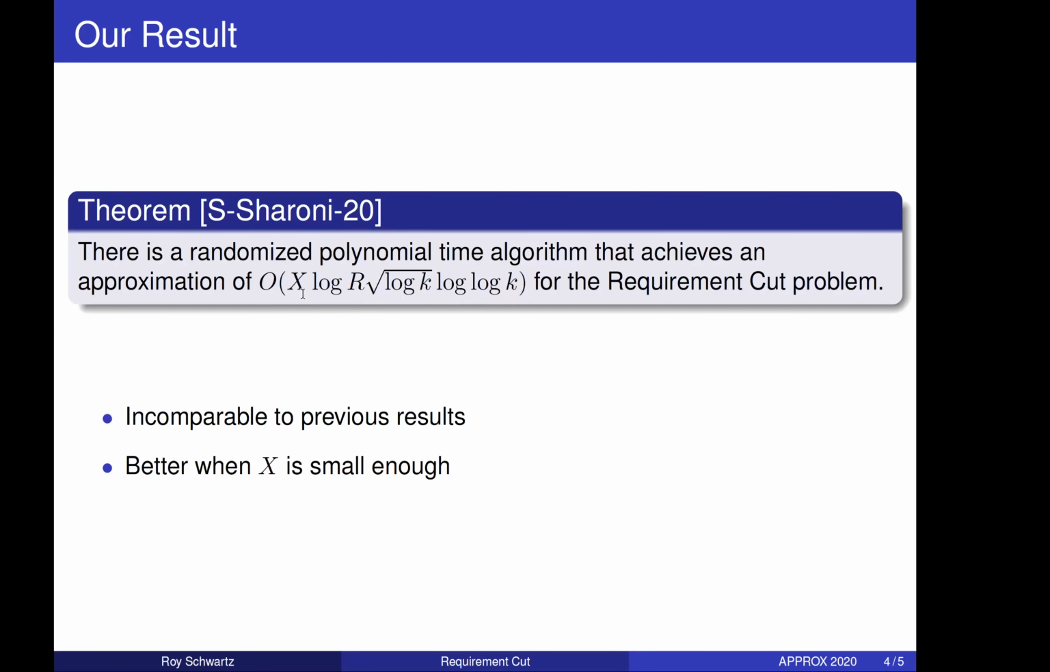So this result is essentially incomparable to previous results, and it is better when all the groups are small, essentially where the size of the largest group is not too large. And then we shaved roughly a square root log factor from the approximation, depending on the size of X. Okay, so I'll just very briefly mention how we do this. The first thing is that we don't use spreading metric relaxation.